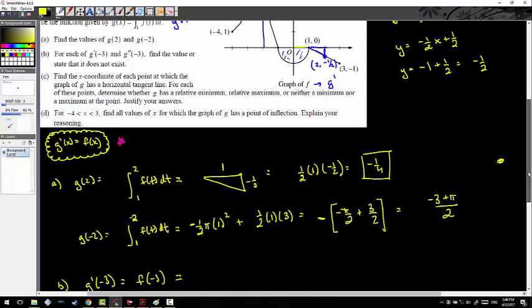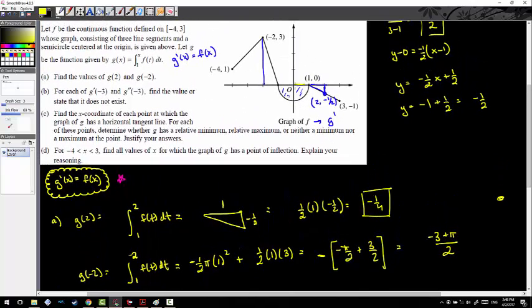Well, that means I just need to go to negative 3. Negative 1, negative 2, negative 3, and go up. Oops, change colors here. And that's about right there. Okay? And so what is that value? That value is 2.